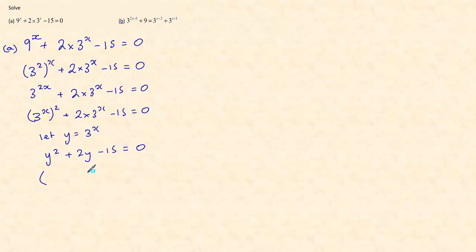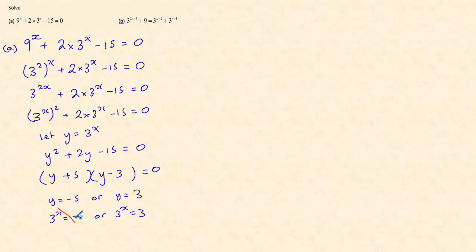So, we can factorize this one, y and y. And if we have a plus 5 and a minus 3, we have y is negative 5 or y equals 3. Now remember that y was 3 to the x, so we have 3 to the x equals negative 5 or 3 to the x equals 3.